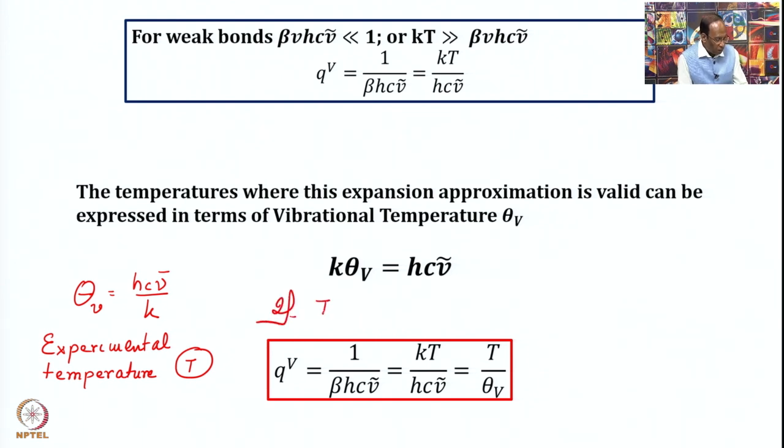Now, if the experimental temperature T is higher than theta V, then you can use this approximation. That is the utility of the characteristic vibrational temperature. It is the temperature above which this approximation is valid. And since we have defined the characteristic vibrational temperature theta V as hc nu bar by k, I can write theta V for hc nu bar by k. That means the vibrational partition function then becomes T by theta V.